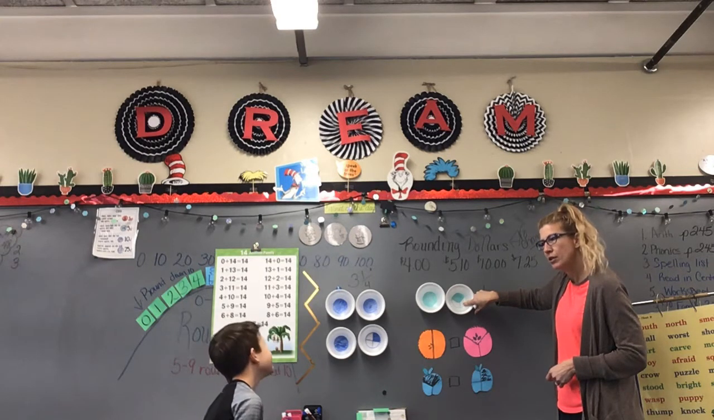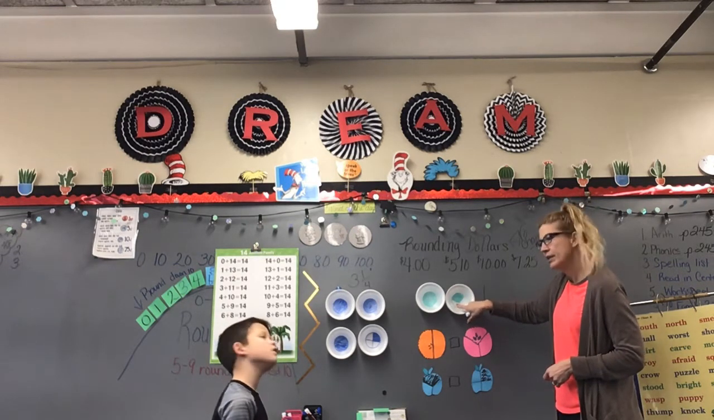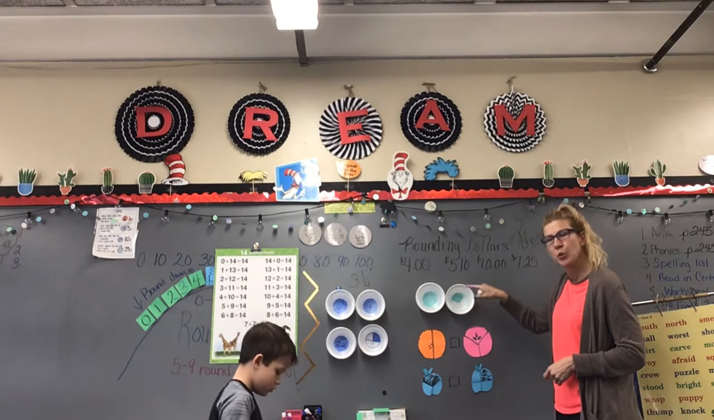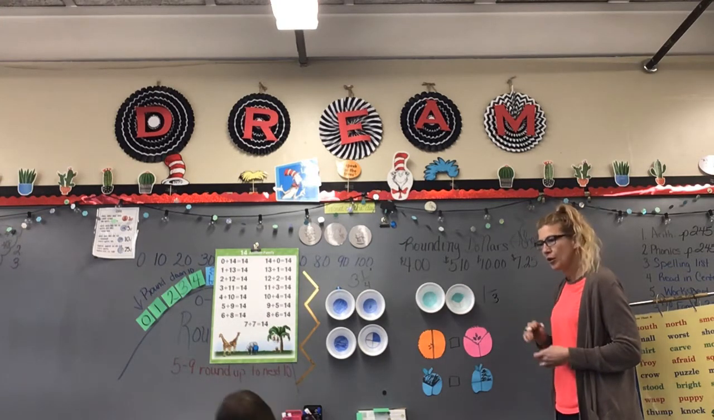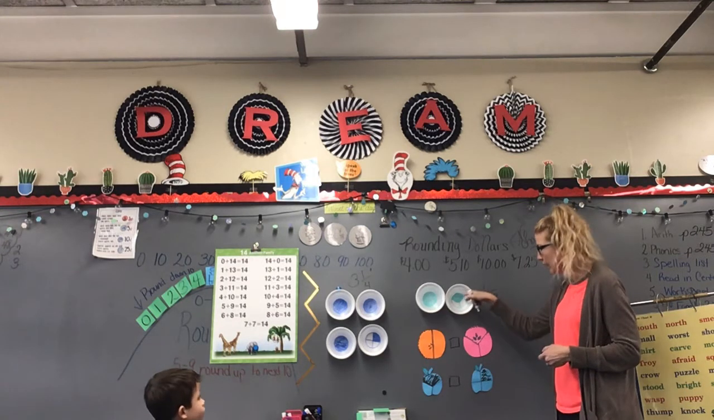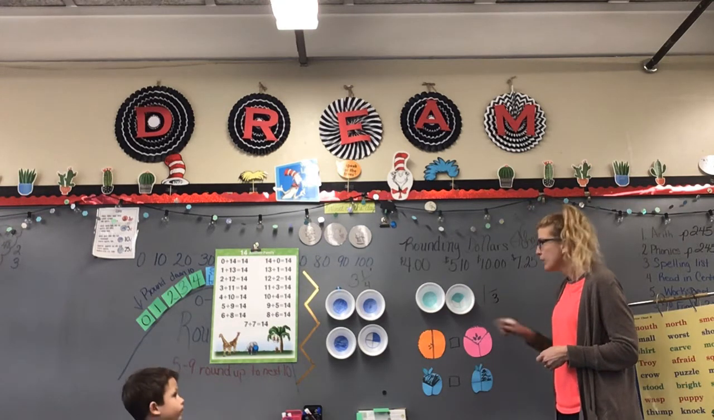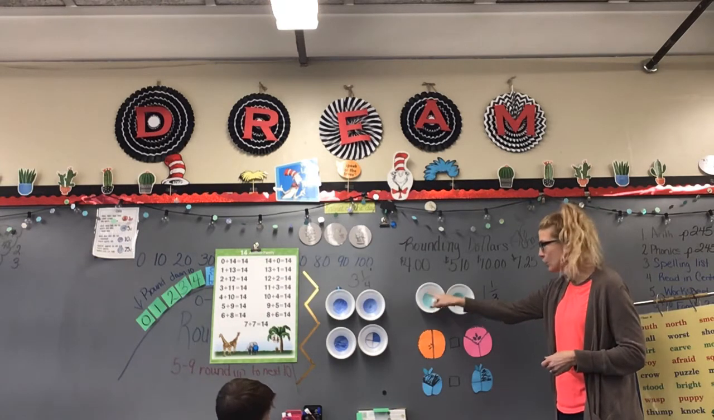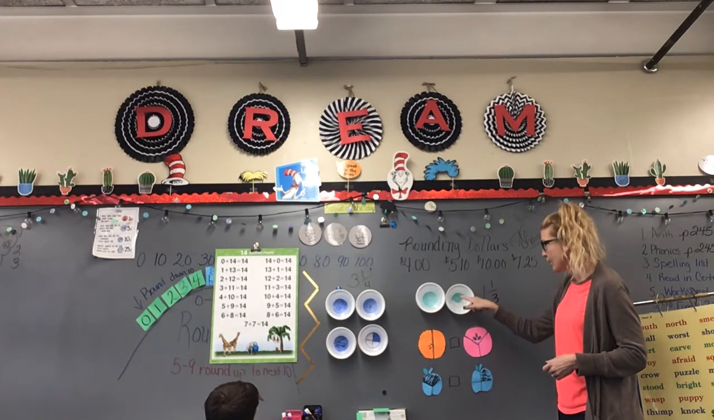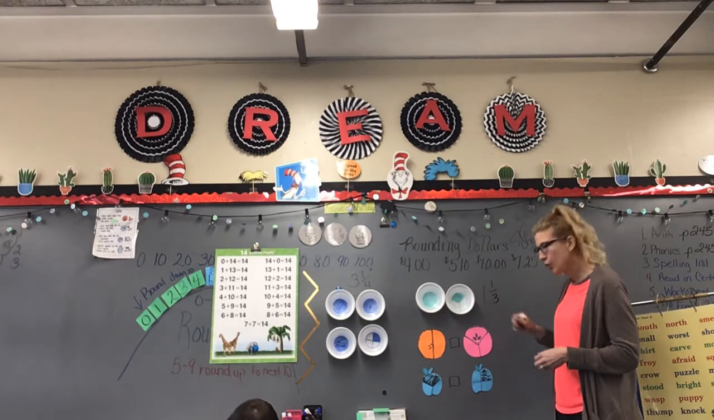No, this is a part. This is a part. 2. And then this part is 3. So there are 3 parts. And then how many parts, Ben, are colored in? In this one. 1. There is 1 part colored in. So my fraction or my mixed number is 1 and the fraction 1/3. 1 out of the 3 parts.